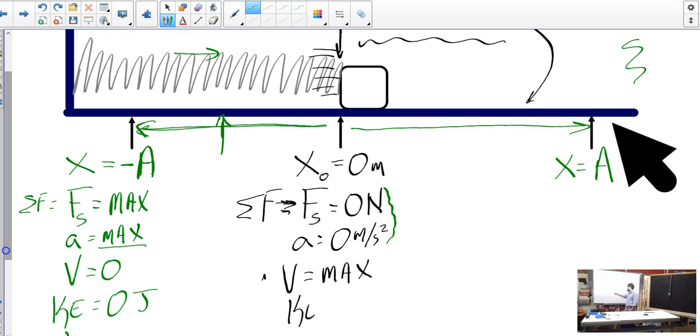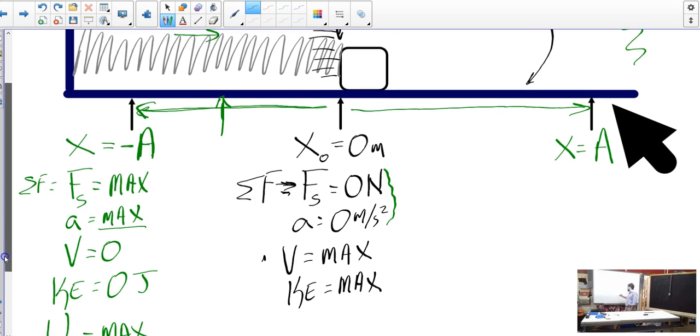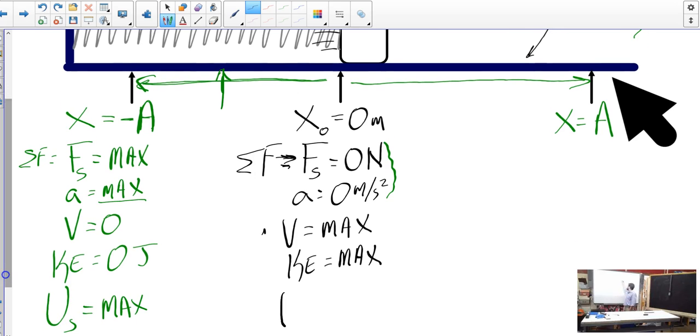What about the kinetic energy? Well, it's at a maximum because it's linked to velocity. What about the energy stored in the spring?